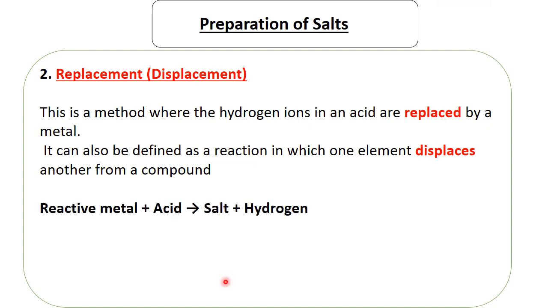So what we have is a reactive metal reacting with acid to form salt and hydrogen. The hydrogen in the acid is going to be replaced by the reactive metal. By a reactive metal, I mean a metal which is higher in the reactivity series than hydrogen. When that reactive metal replaces the hydrogen, the hydrogen is going to come out. That's why it's sometimes called displacement, because hydrogen is being displaced by the reactive metal. So this is replacement.